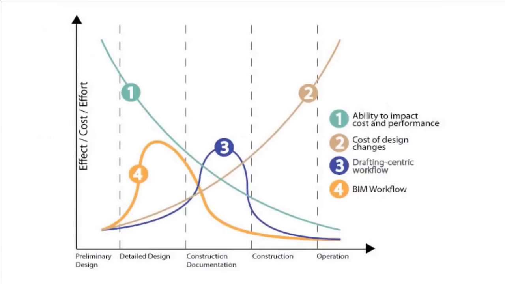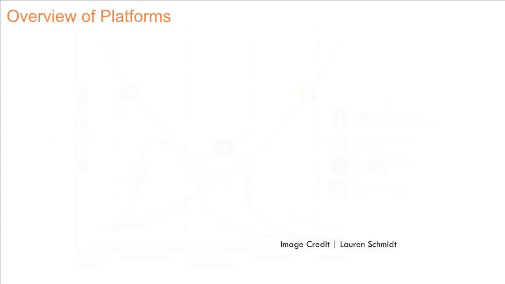And so there's an ability to impact the cost and performance, whereas if you look at number 3, there's a lot more cost and design changes down the road. So that's where the number 1 and 2 overall graphs pull in.